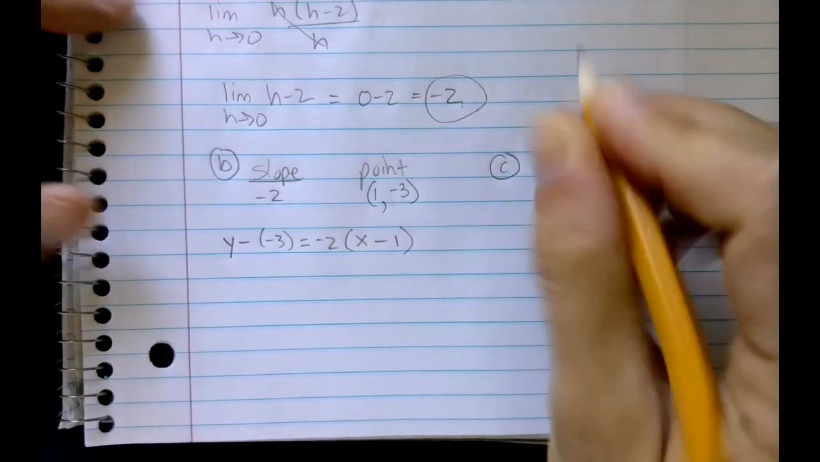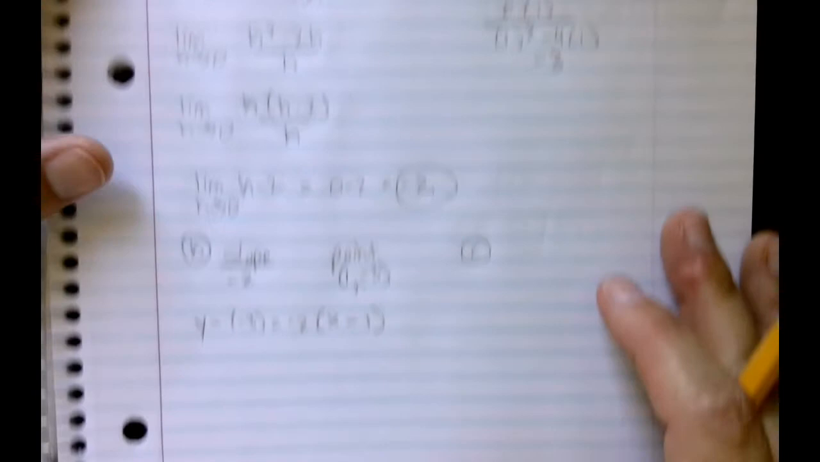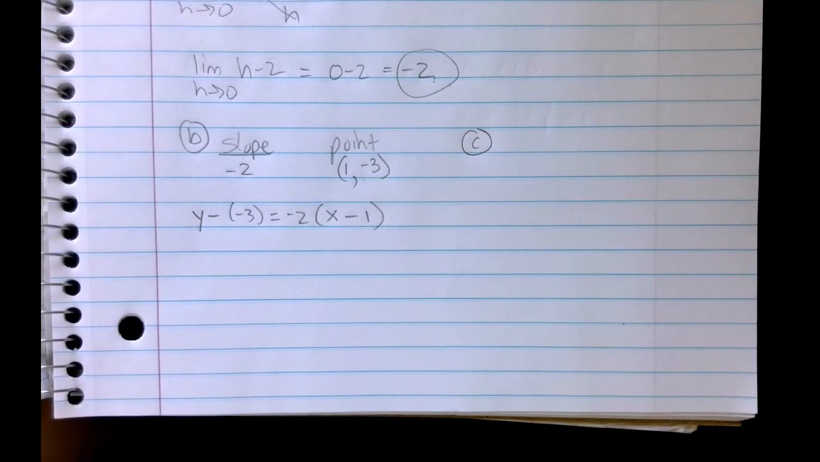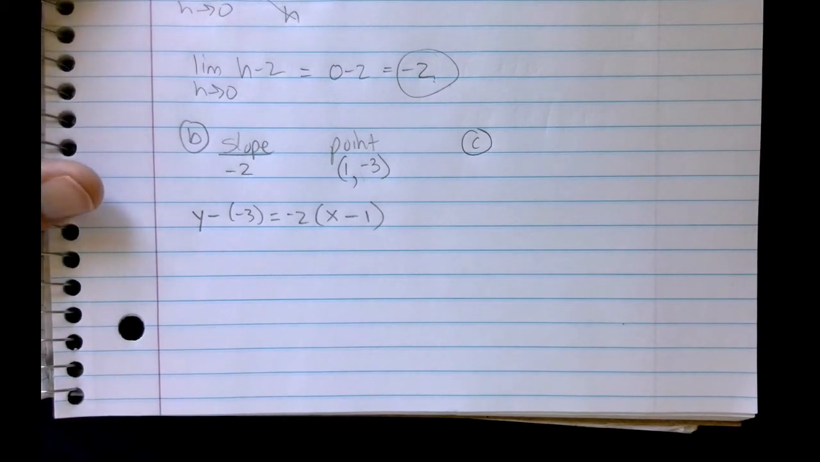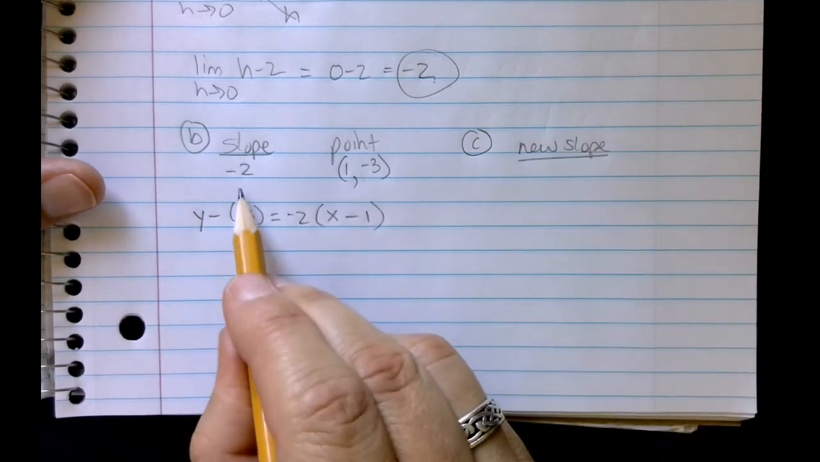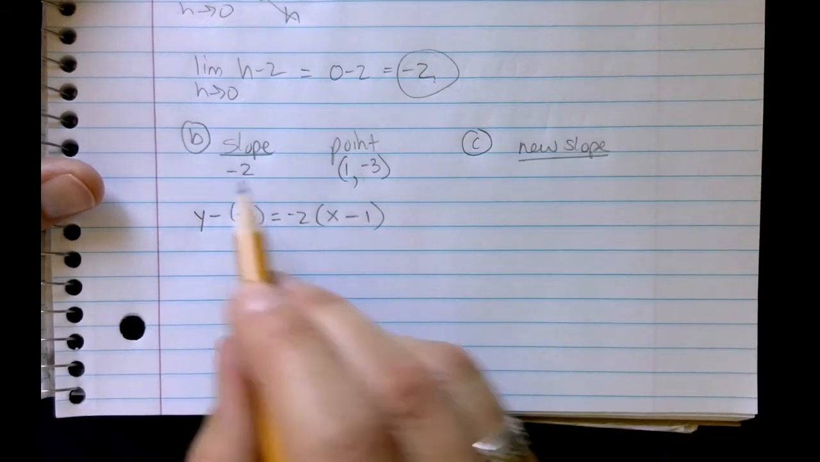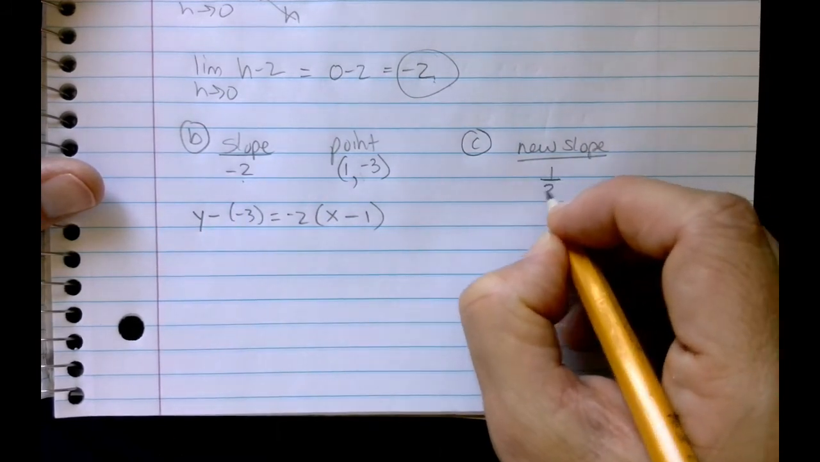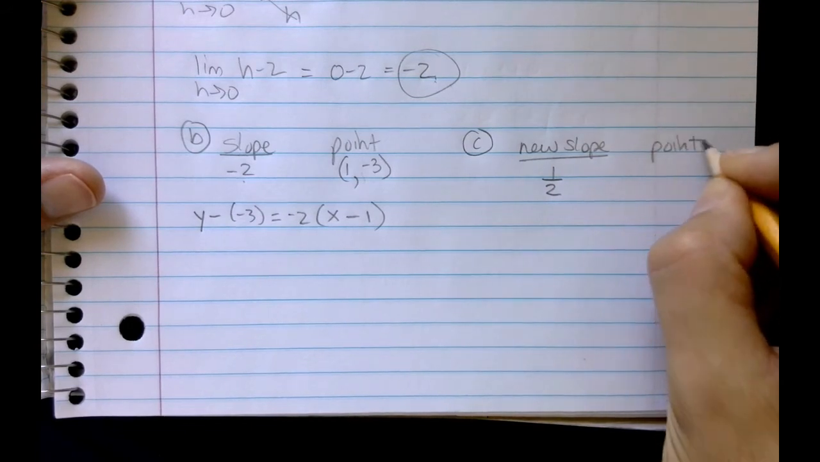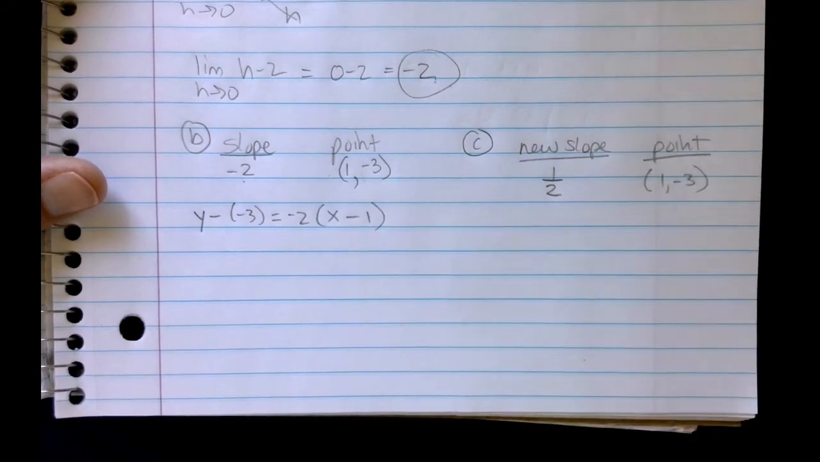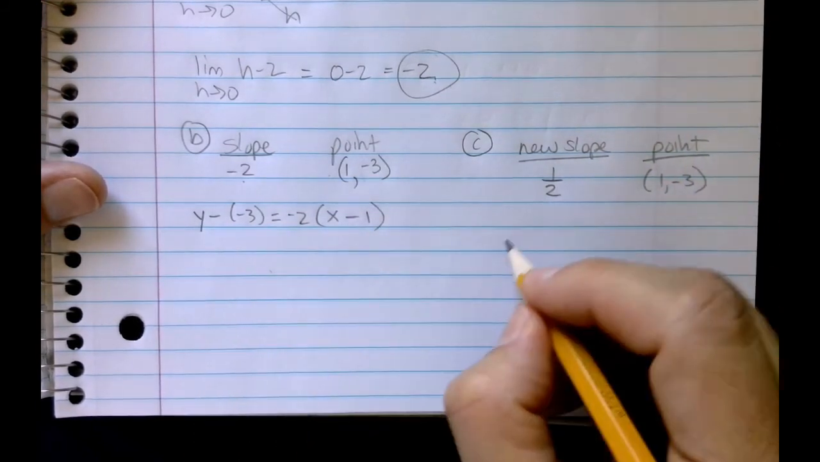Question C. What is the equation of the normal? Well, remember, the relationship between a normal line and a tangent line is they are perpendicular. And remember, perpendicular means the slopes are opposite reciprocals. So my new slope, if the slope of the tangent is -2, my new slope not only has to be positive, but has to be the reciprocal of 2. So that means it's going to be a positive 1/2. And again, I want the equation of a line. The point is exactly the same. What we have to do is write this same exact equation, except with the new slope.